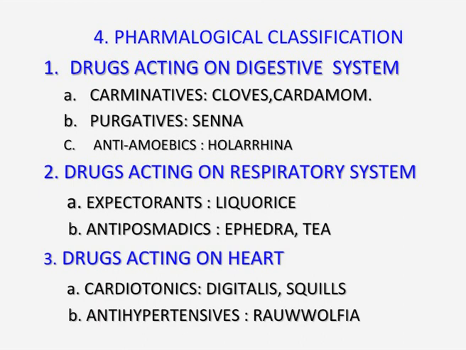Drugs acting on the respiratory system have two categories, expectorants and antispasmodics. Licorice comes under the expectorants, and ephedra comes under the antispasmodics. Drugs acting on the heart are again categorized into two, cardiotonics and antihypertensives. Digitalis comes under the cardiotonics and Rauwolfia comes under the antihypertensives.